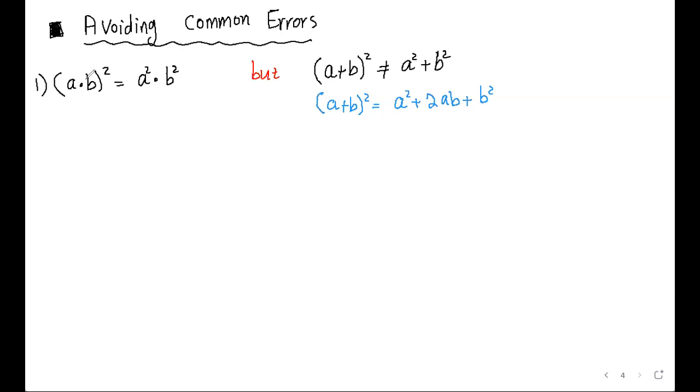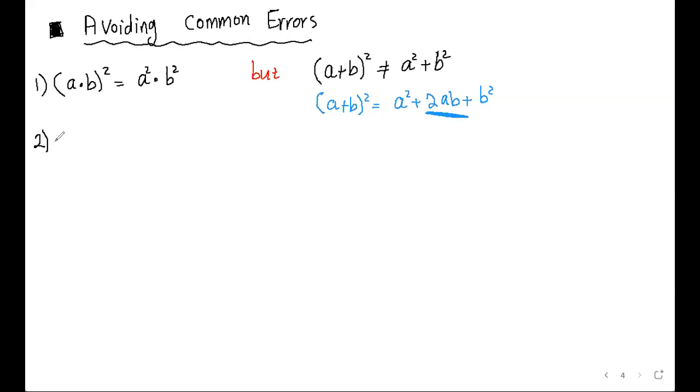In the multiplication, if I have a times b squared, the first term squared, the second one squared, that's it. But for addition, we have to square the first term, square the second term, plus this guy here, don't forget this one, plus 2ab. 2 times the first one times the second one. So this is the difference between multiplication and addition. Okay?